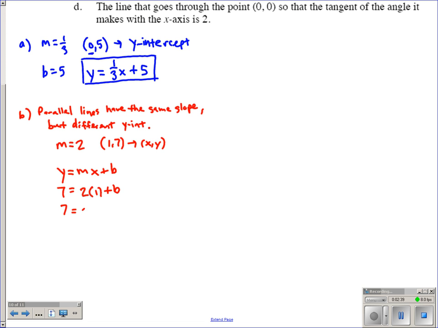So 7 equals 2 plus b. Subtract our 2, and we get 5 is equal to b. Now that we know our slope and our y-intercept, we can go ahead and write our equation. Y equals our slope times x plus our y-intercept.